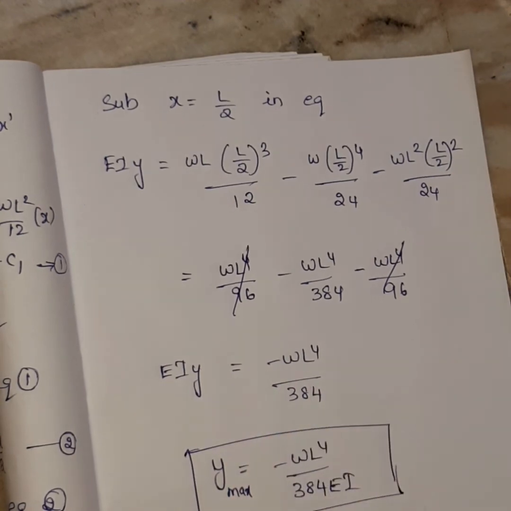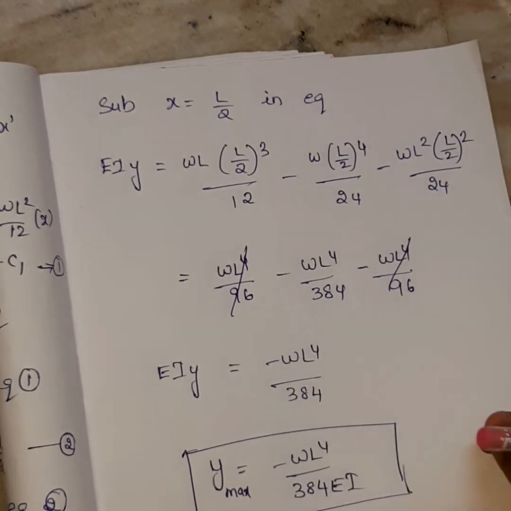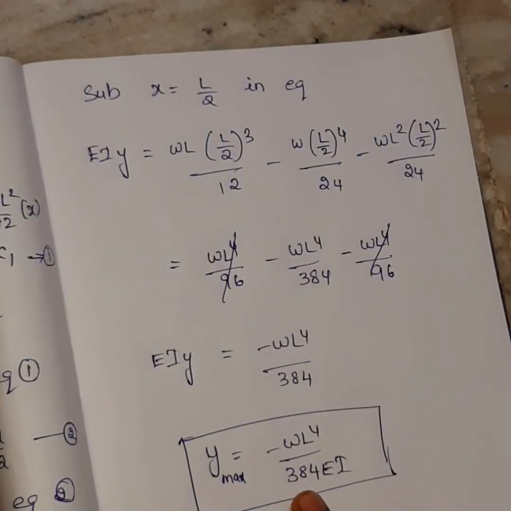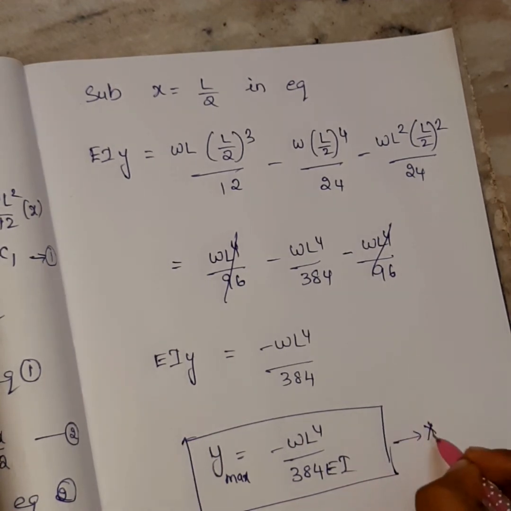Further, for a fixed beam carrying UDL over the entire span, the maximum deflection is minus WL power 4 by 384 EI. Okay. This is the most important formula.